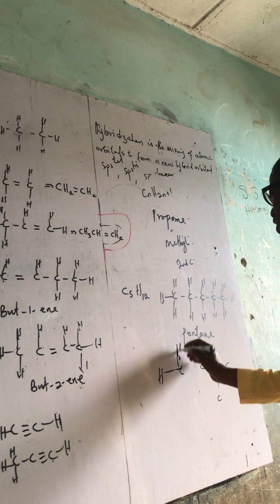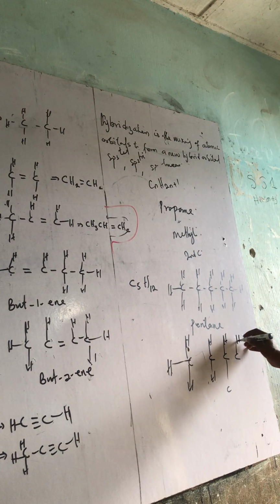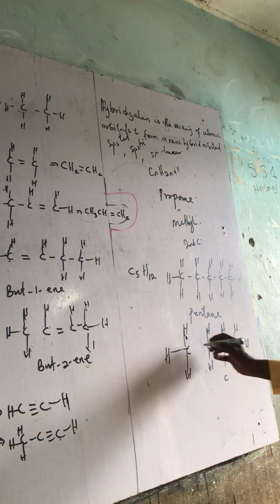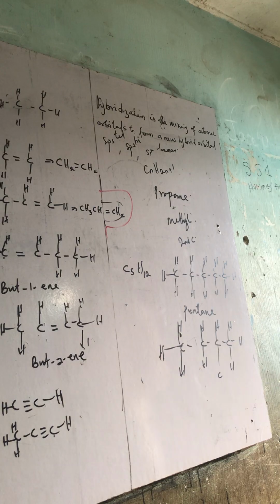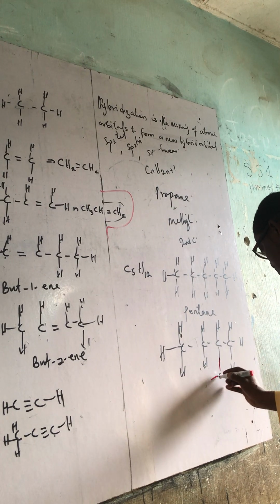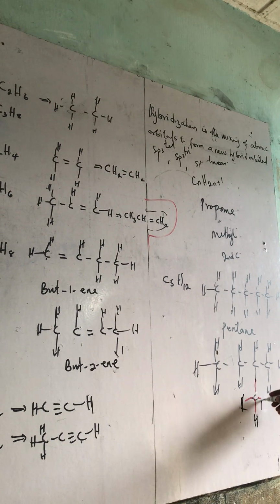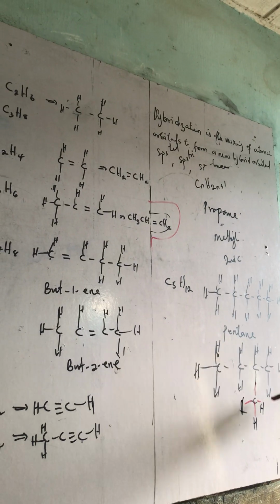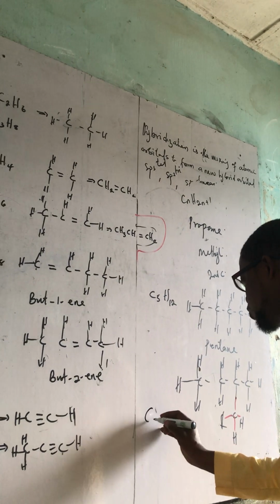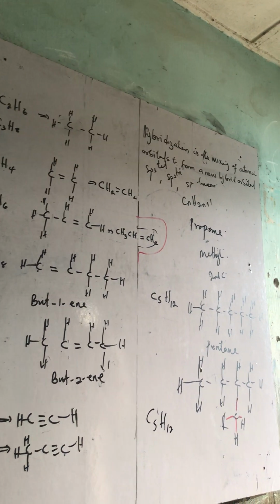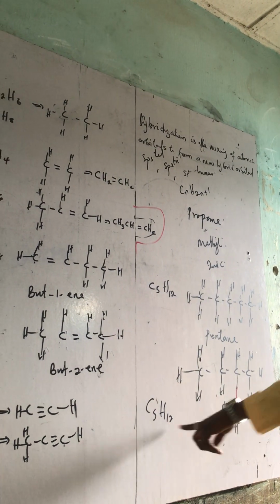I have the single bond in between them. So let's count now: 1, 2, 3, 4, 5, 6, 7, 8, 9, 10. Then I have my H here, H here. So let's count now: 1, 2, 3, 4, 5, 6, 7, 8, 9, 10, 11, 12. Now, you can see that this one too, if you have to write the formula, still remains C5H12. How? There are 5 C: 1, 2, 3, 4, 5. There are 5 carbon and there are 12 hydrogen atoms.